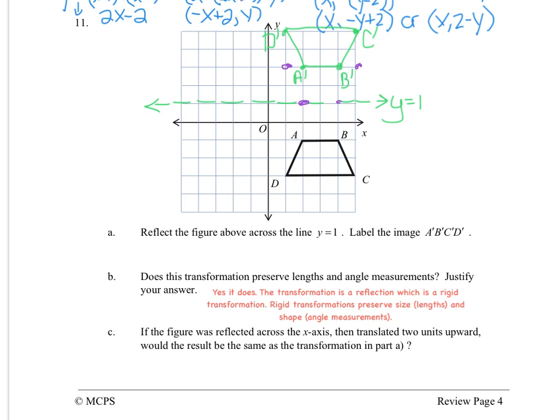Because we're now reflecting across the x-axis, so a distance of 1 on either side, a distance of 3 on either side. But then if we translated that figure 2 units upward, we can see that 2 units up, 2 units up, 2 units up, 2 units up. Therefore, we have our original A prime, B prime, C prime, D prime figure. So yes, it would be the same.